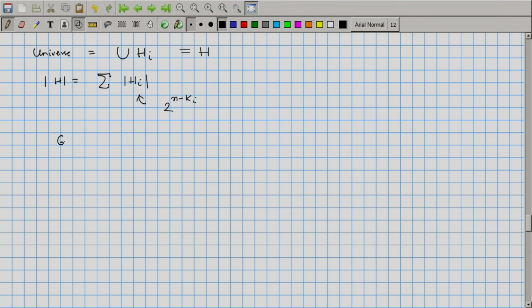Now, we will define G to be a subset. So, find a G such that the size of G is equal to the number of satisfying assignments, and additionally G is a subset of H.